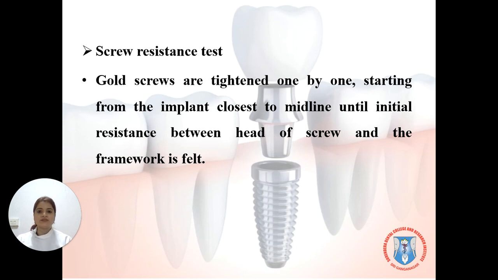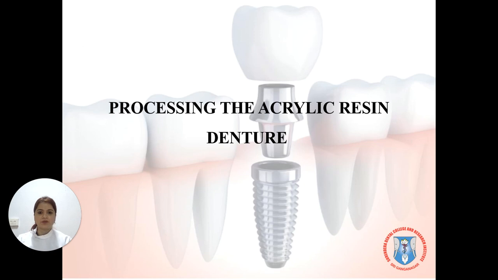Next is the screw resistance test. Now the gold screws are tightened one by one, starting from the implant closest to the midline, until initial resistance between the head of the screw and the framework is felt.